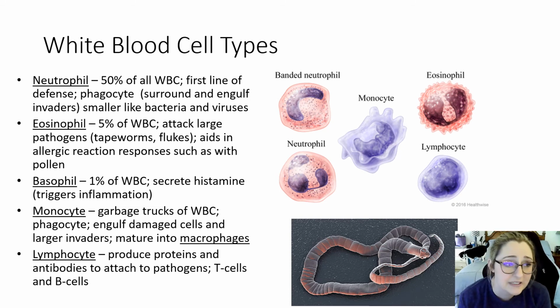Lymphocytes are the last white blood cell. These are going to produce proteins and antibodies, and they are going to attach to pathogens through T cells and B cells. I don't know that we're going to go into much about T cells and B cells. We may, I'm just not sure quite yet.